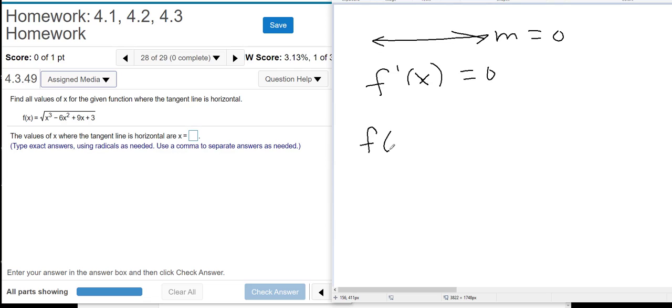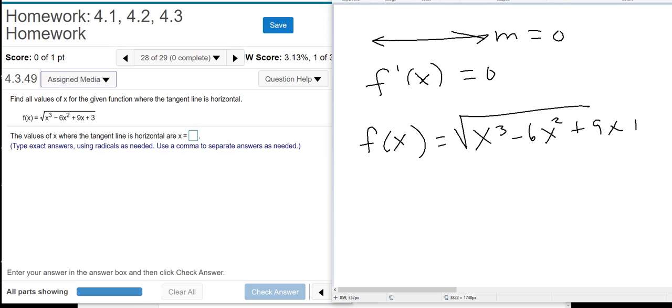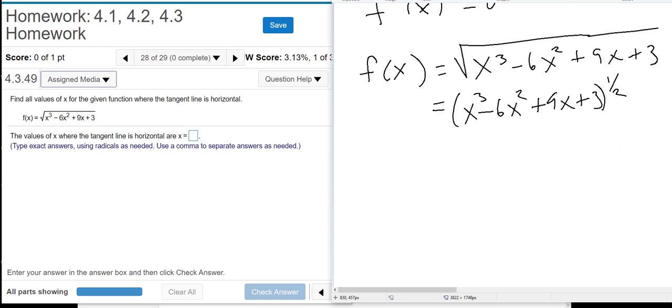Since it's a radical equation, the first thing I'm going to do is change the radical to a 1/2 power. So that's going to be x to the third minus 6x squared plus 9x plus 3 to the 1/2 power. To find f prime, I'm going to apply the power rule and the chain rule.